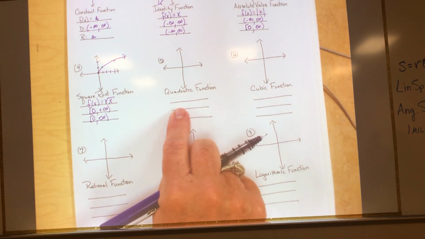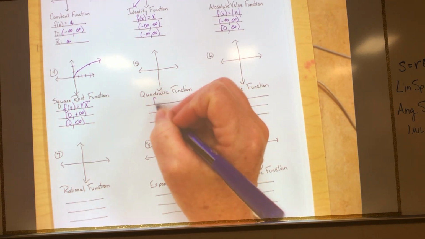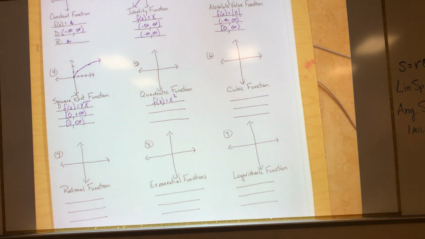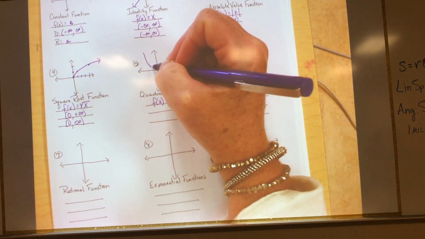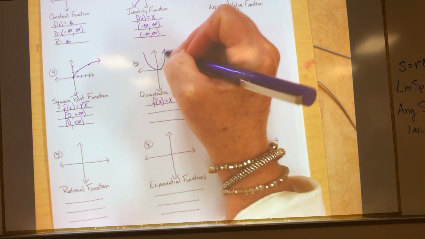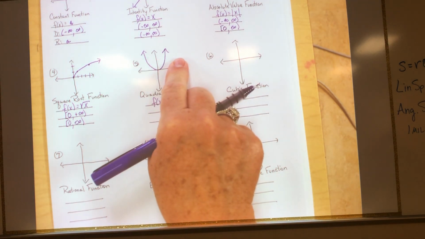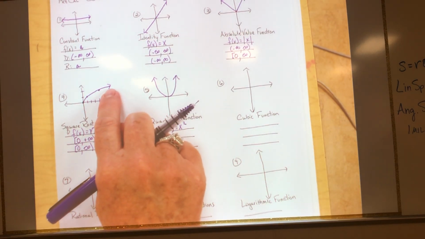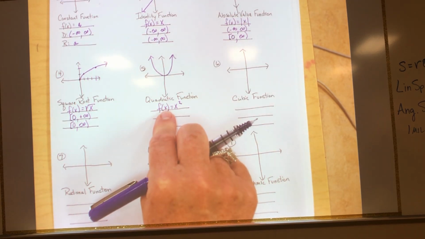All right, so we got one more. This is a quadratic function, okay? It is f of x is equal to x squared. When you graph it, it looks like a parabola. Make sure you put these arrows on your graph, because if you don't, I'm going to take off for that, okay? If you don't put an arrow, then you're telling me it stops right there, and it doesn't. It keeps going, all right? So this is my quadratic function, f of x is equal to x squared.